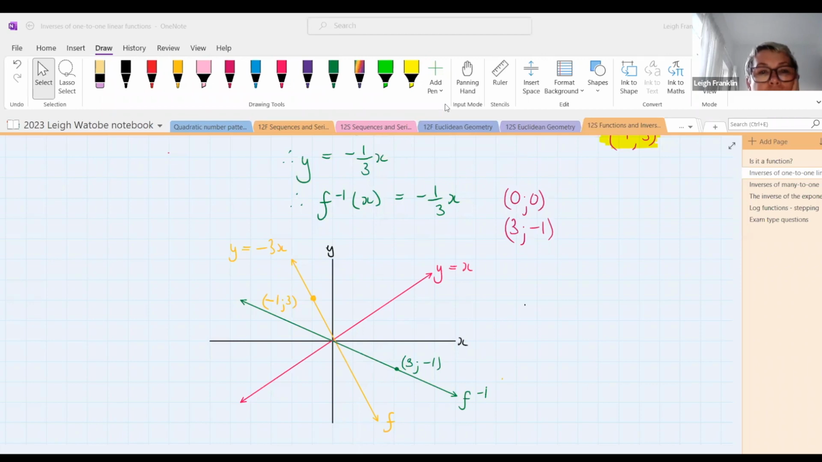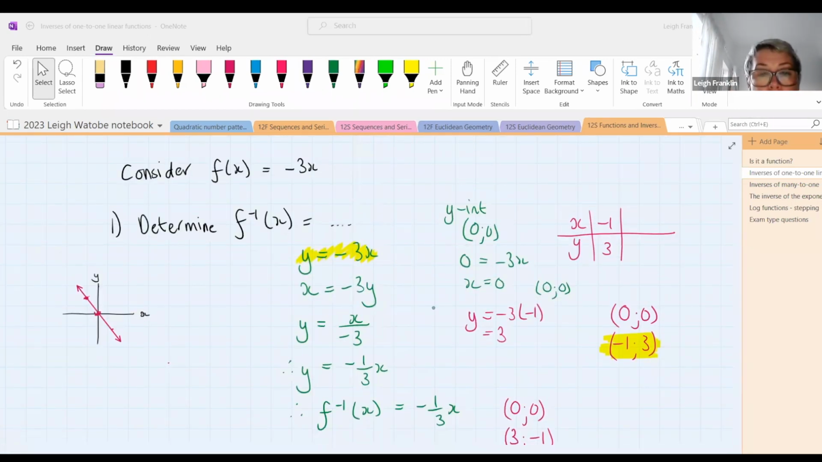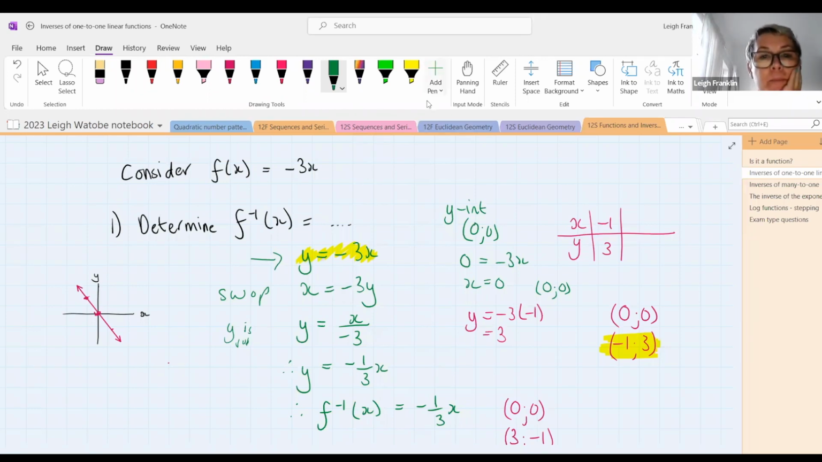Yes, Amina, go for it. Ma'am, why do we make it 1 over 3x? Okay, so remember that came from us changing it around. Do you recall when I did this, there was the original function. This is when I did my swap, and this was me making y the subject. I had to divide both sides by -3 because that was the coefficient of y. So it becomes x over -3, which I can write as minus 1 over 3x. That's why it's minus 1 over 3. Are you happy, Amina? Yes, ma'am.